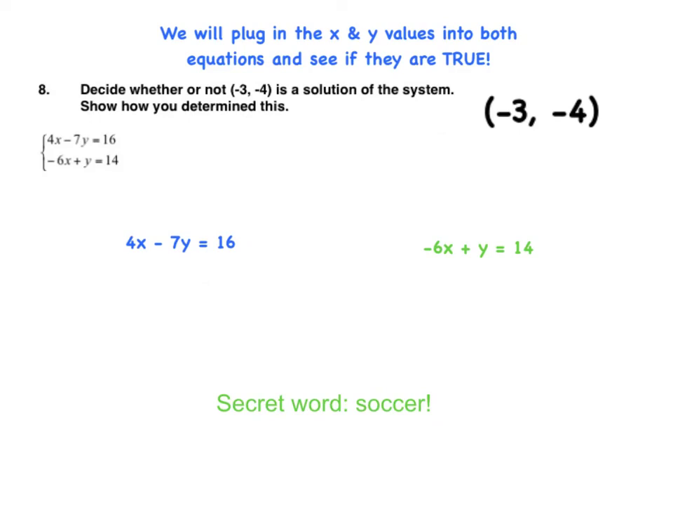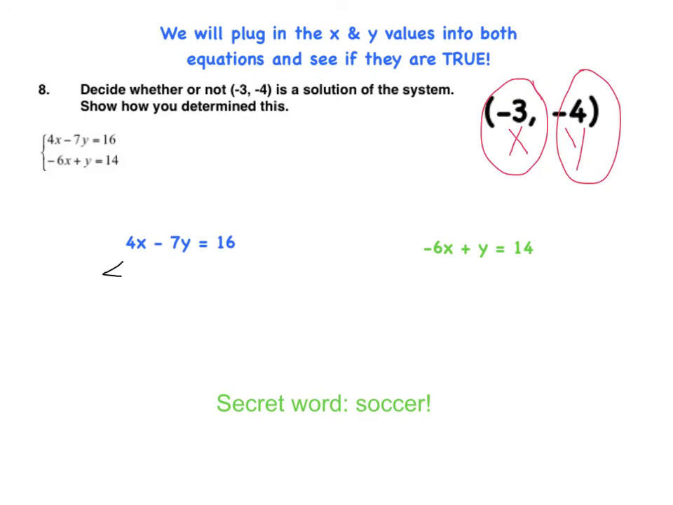Alright, number 8. So, the question is, decide whether or not negative 3 comma negative 4 is a solution of the system. Show how you determine this. Well, what we're basically going to do is take our values and plug them in. So we're going to plug in negative 3 for x, and then negative 4 for y, because that's what we know if we're given this type of situation, okay? And we want to check to see if it's true.